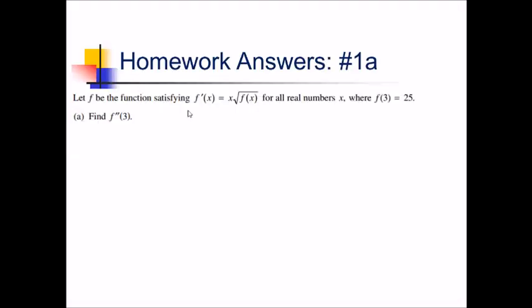For this problem, f is a function such that f prime equals x times the square root of f of x, and we're given that f of 3 equals 25. For this part, we just want to find f double prime of 3. That's all. How hard could it be, right?